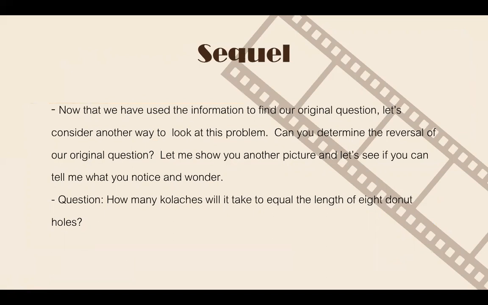One way that you can do this is through the use of reversals. And so in our original question, we were asking how many donut holes it took to equal one kolache. Well, instead, you can switch it and say how many kolaches will it take to equal the length of 8 donut holes. The students will be able to use the information given that a kolache is 5 inches and a donut hole is 1 1/4 inch in order to solve this problem.